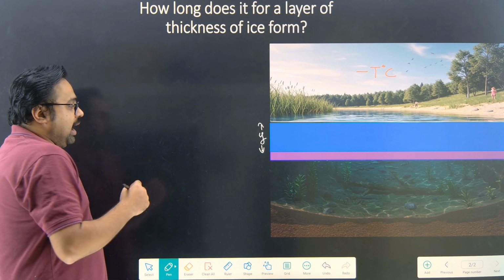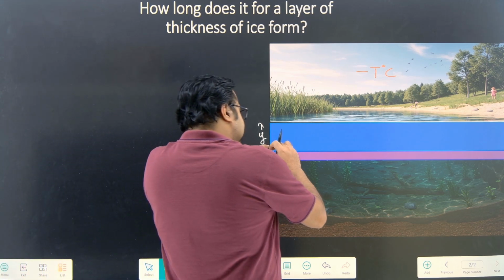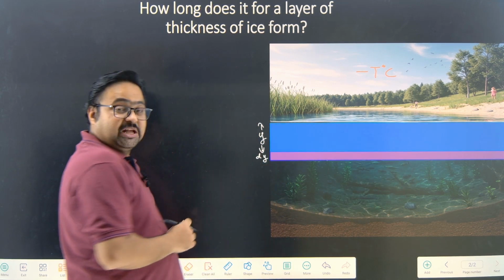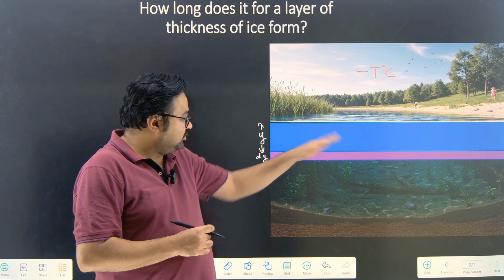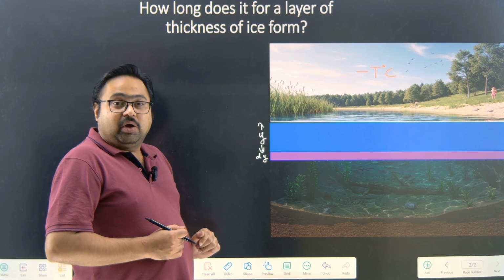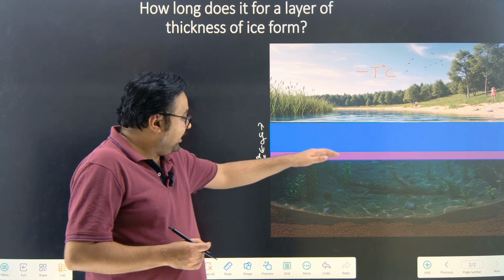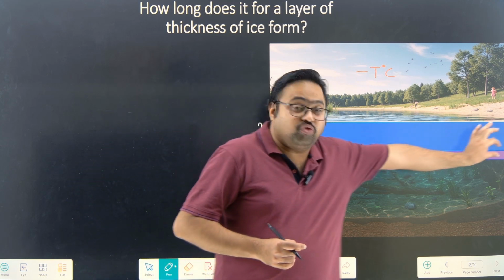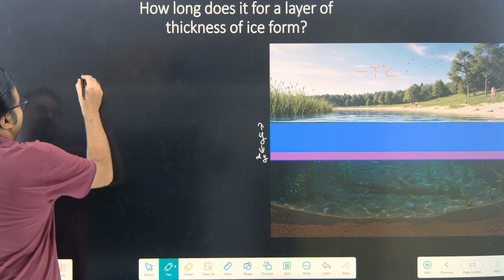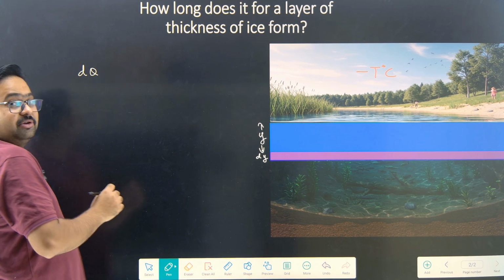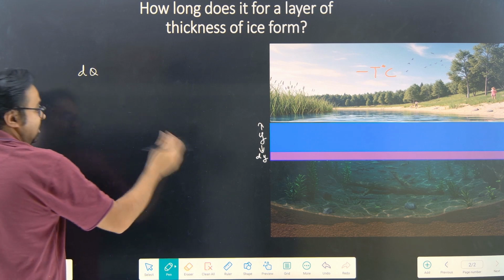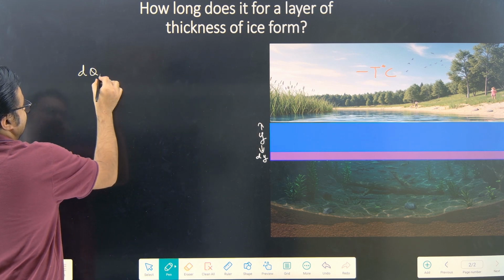Now, I'd like to talk about the thickness of ice that has increased just now by an amount dy. dy is this pink color portion that you see that has just now formed, and its thickness is dy. If you ask me how much heat that layer of water would have lost in order to become ice, then I would say it would be dQ. dQ is the amount of heat that this thickness of ice has lost in order to become ice. Water has lost heat to become ice.